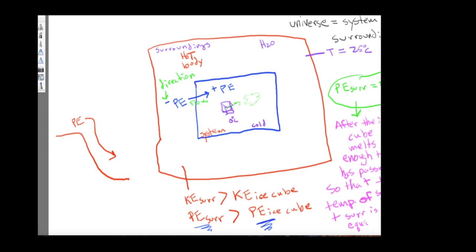At the point where the temperature of the system and the surroundings are equal, that means that the energy of both the surroundings and the system are equal. So in the beginning of this problem, the ice cube is at a lower potential energy than the surrounding liquid, and therefore energy moves from the surroundings into the system. That's going to continue until the ice cube is melted and the temperature of both the system and the surroundings are equalized. And with that, I'm going to conclude the video.